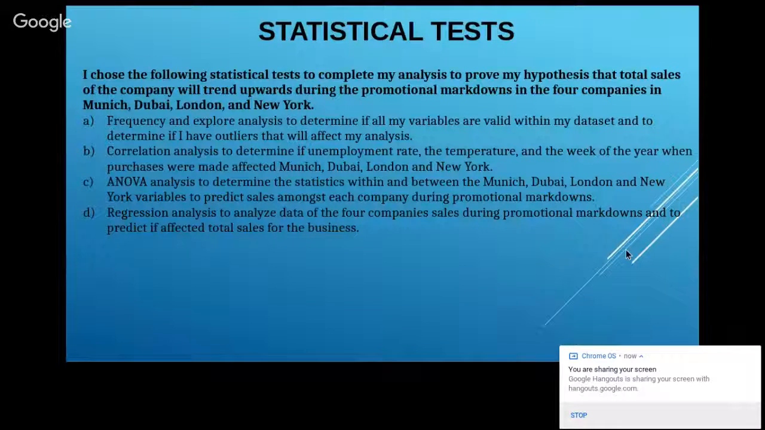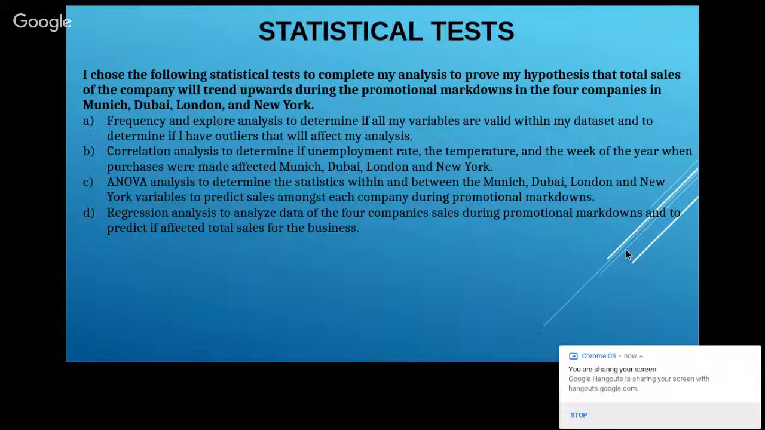So the first test I had to evaluate the variables, of course, and determine what tests I wanted to run to prove my hypothesis. You don't see my hypothesis here, but basically, it's the total sales of the company will trend upwards during the promotional markdowns in the four companies in Munich, Dubai, London, and New York.